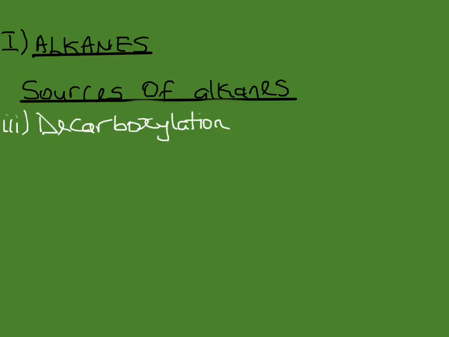Now, the next method of obtaining alkanes we are going to look at is decarboxylation. When we talk of decarboxylation, we mean the removal of carbon dioxide. In this case, it is the removal of carbon dioxide from a sodium salt of carboxylic acid or carboxylic acid with soda lime. Soda lime is a mixture of sodium hydroxide and calcium oxide.